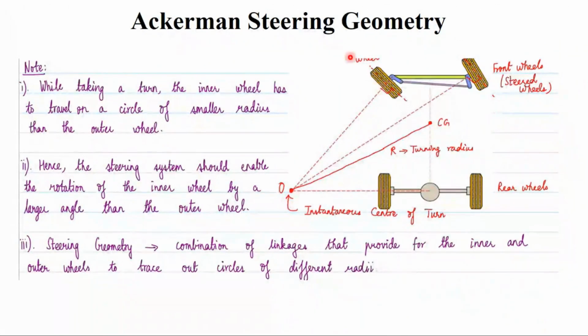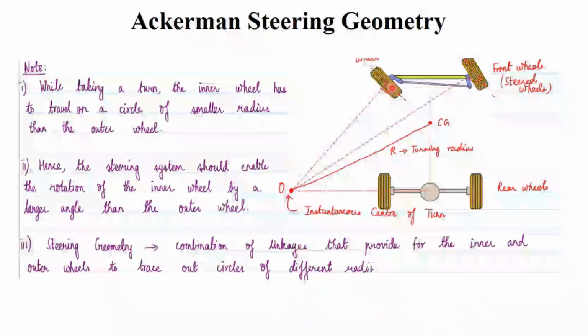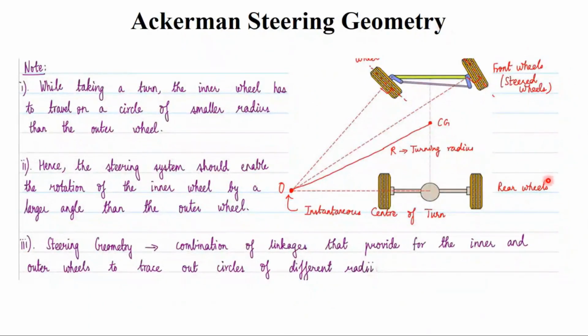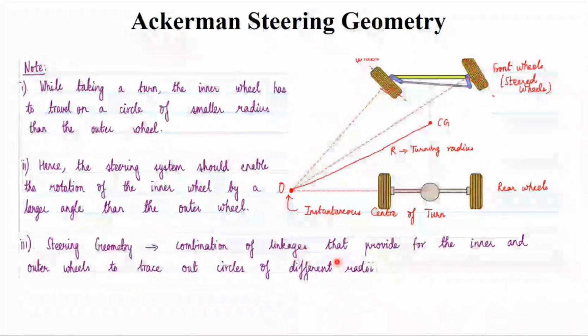so I told you you have a different radius. Okay, the inner wheel has to travel a lesser radius than the outer wheel, and as a result of that, the rotation of the inner wheel will be with a larger angle. The angle traveled by the inner wheel will be much higher than the angle traveled by the outer wheel. Okay, and this mechanism is normally going to happen with the help of linkages. We have different linkages.